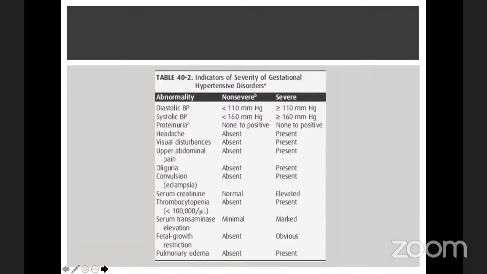And for headaches, it is present for severe, along with visual disturbances, upper abdominal pain, oliguria, and convulsion, and the serum creatinine for severe is elevated, where it is normal for non-severe. Thrombocytopenia is absent in non-severe, where it is present in severe. Serum transaminase elevation is minimal in non-severe, and it is marked in severe. Fetal growth restriction is absent for non-severe and obvious in severe, and pulmonary edema is absent in non-severe and present in severe.